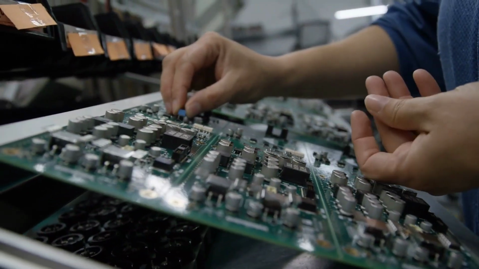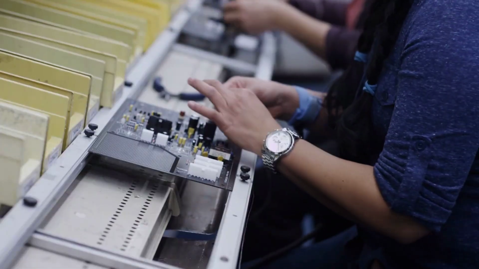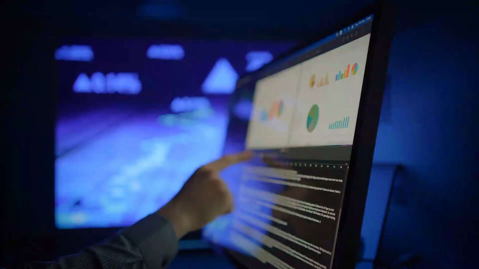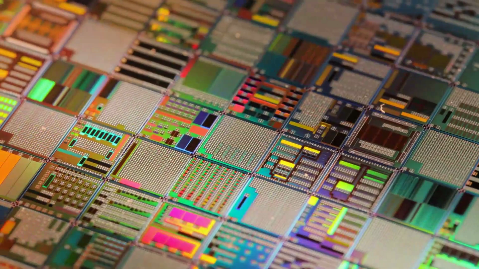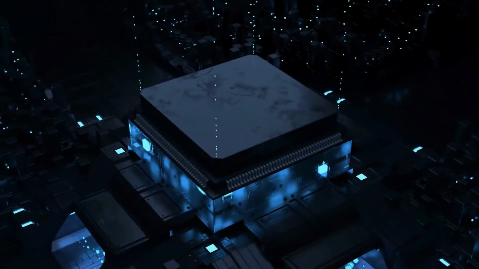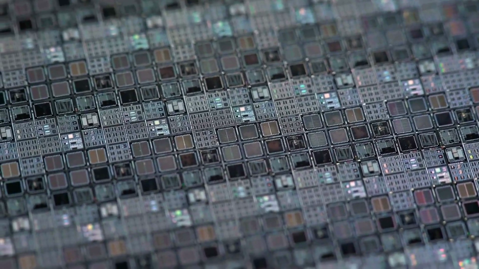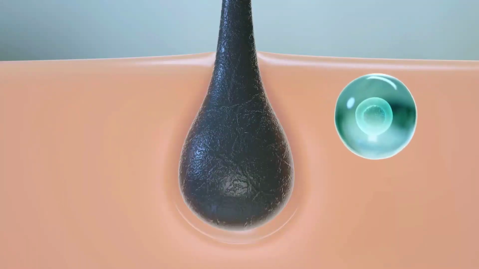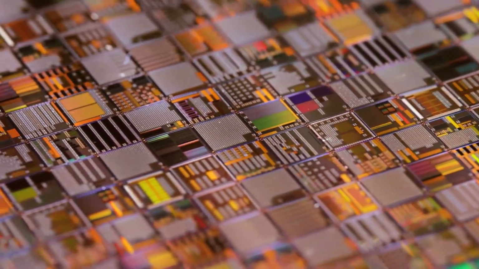You can't lay down 1024 wires horizontally on a circuit board. There's no physical space. The solution was radical, vertical integration. Instead of placing memory chips side by side, HBM stacks them. Multiple DRAM dies, up to 16 in the latest generation, stacked directly on top of each other. Each layer is between 30 to 50 micrometers thick, thinner than a human hair. The entire tower stands less than a millimeter tall.